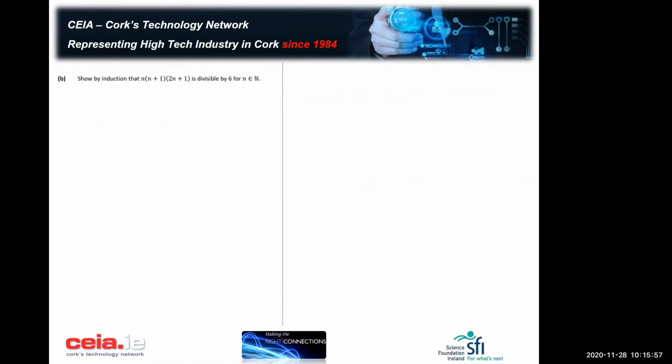Now, show by induction that n times (n plus 1) times (2n plus 1) is divisible by 6, for n an element of natural numbers. So induction probably puts a lot of people off, but it's one of the questions that's very easy to gain points by, because there are 3 steps that you must follow. If you even write out the steps, you've already achieved 3/4 of the points.